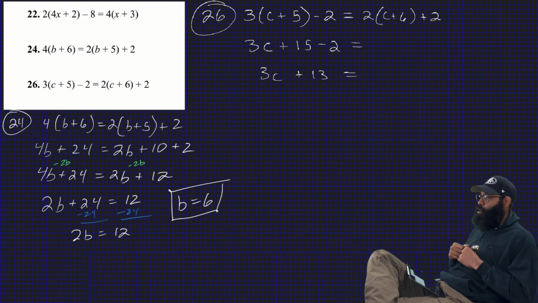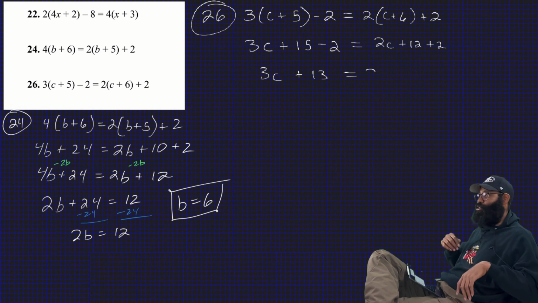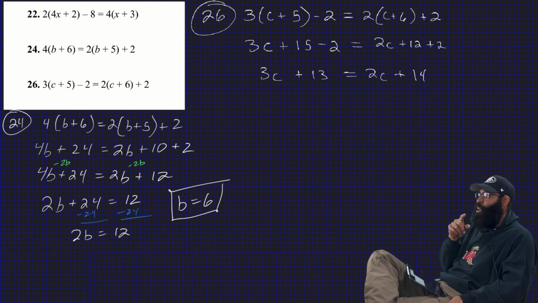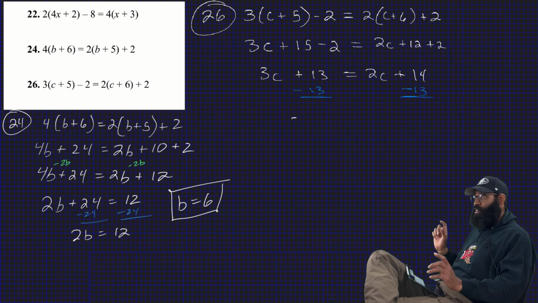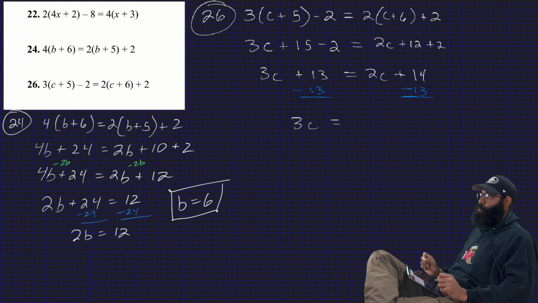3 times c, 3 times 5. 3c plus 15. The minus 2 came down. On the other side, I had 2 times the quantity of c plus 6, so we ended up getting 2c plus 12. Both sides had terms we had to collect, which ended up giving us 3c plus 13 is equal to 2c plus 14. I subtracted 13 from both sides.